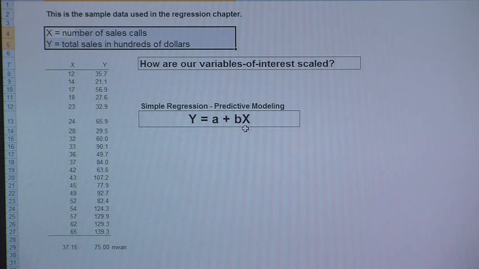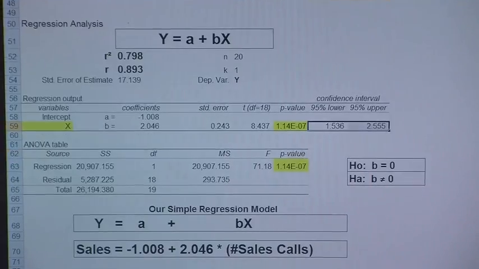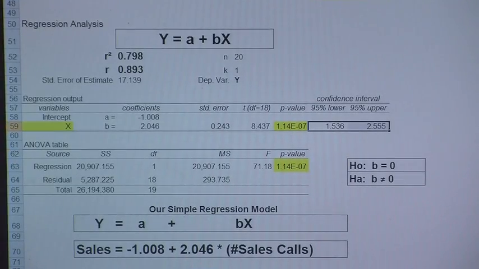Now I'm going to go to the simple regression output. I'll quickly review our regression model output, and then I'll show how in our regression model B is our point estimate, and we'll look at the upper and lower bounds for our 95% confidence interval. Okay, so you should be familiar with this.